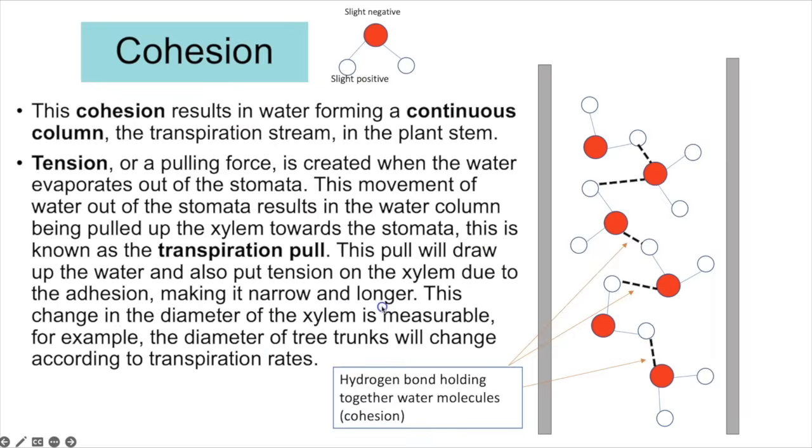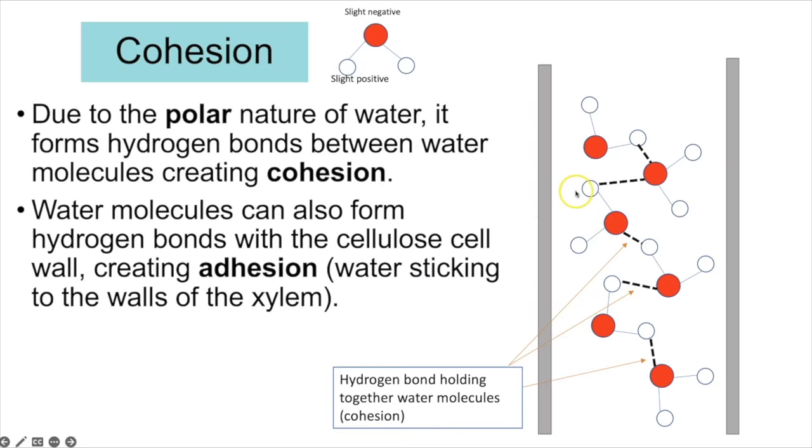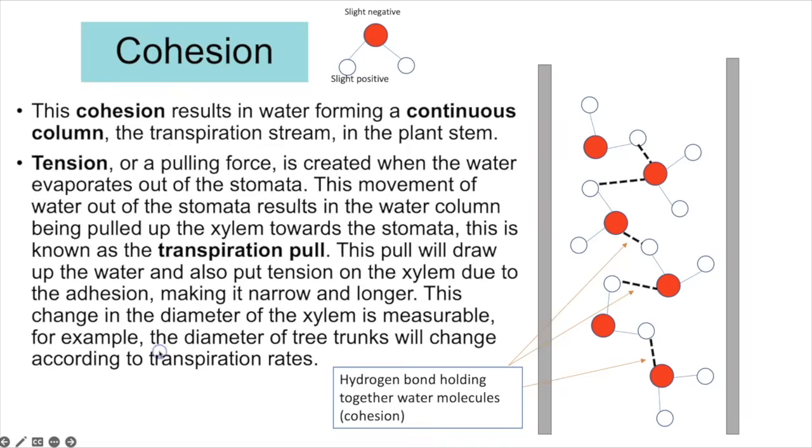Now, those water molecules can also adhere to, so stick to, the walls of the xylem, which is what this grey here is representing, the walls of the xylem. So you would also get hydrogen bonds sticking this water molecule to the walls.